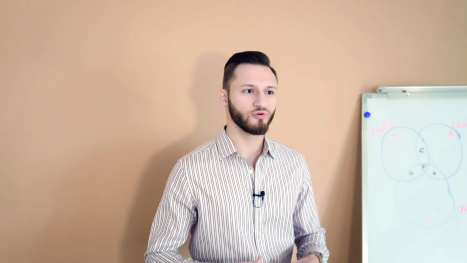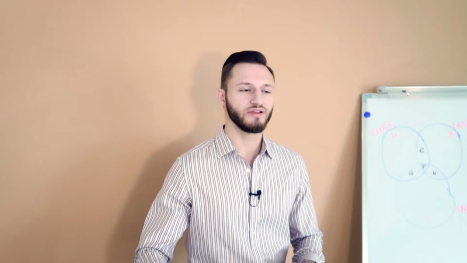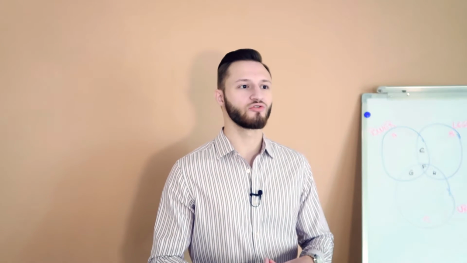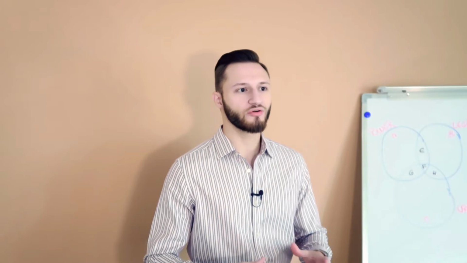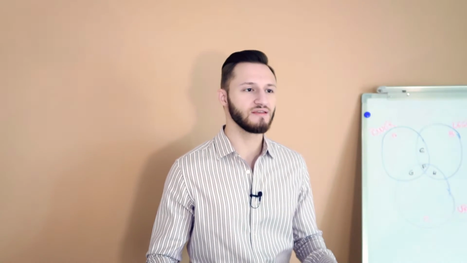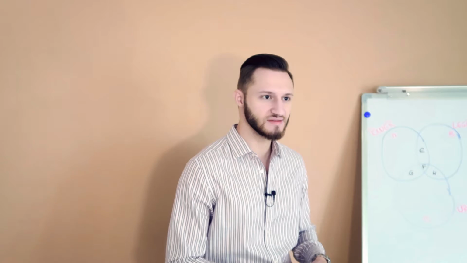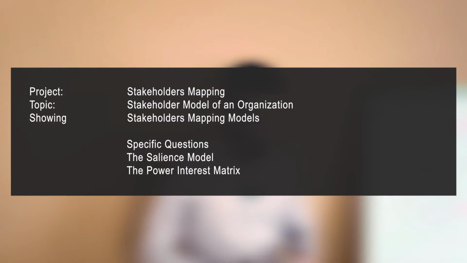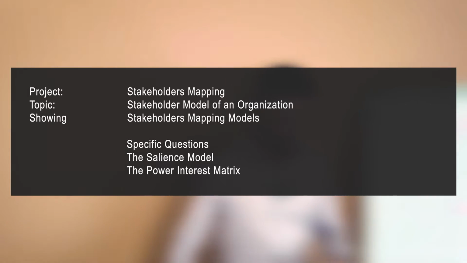In order to be able to communicate accordingly to the interest and power a stakeholder group has in the company, an organization first must identify the stakeholder groups it has, and then it should analyze the influence each group has over the company. We have 3 models to identify these stakeholder groups. The 3 models are the specific questions, the Salience Model, and the power interest matrix.